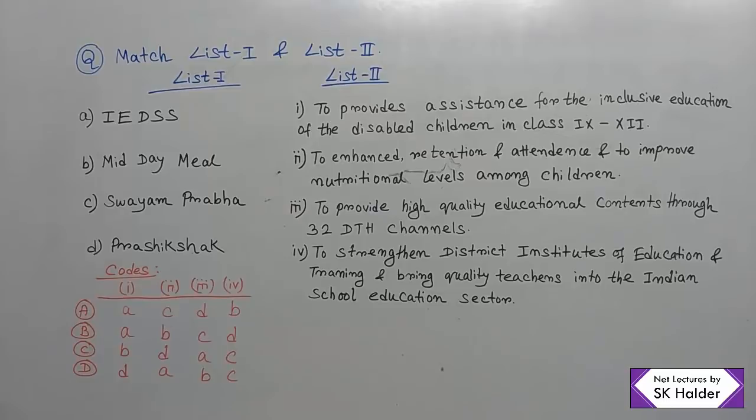In codes, A, ACDB. B, ABCD. C, BDAC. D, DABC.